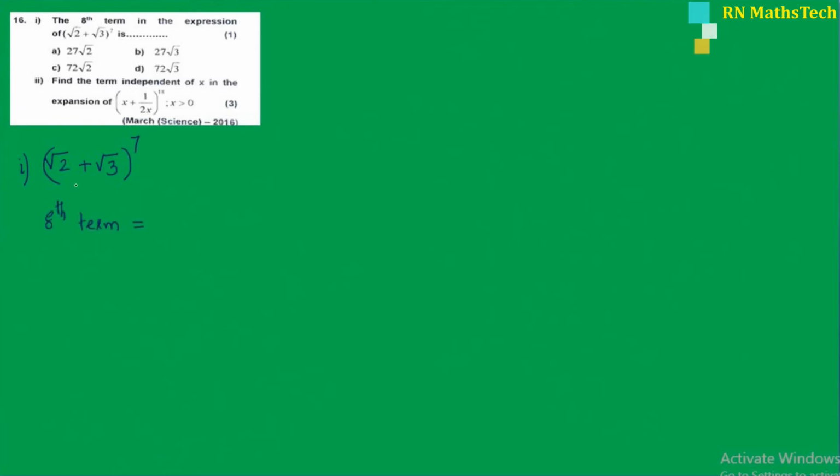is equal to, in (a plus b) the whole raised to n there are n plus 1 terms. So this expansion contains 8 terms. The last term is b raised to n, root 3 raised to 7 is the last term. Okay, so root 3 raised to 7.